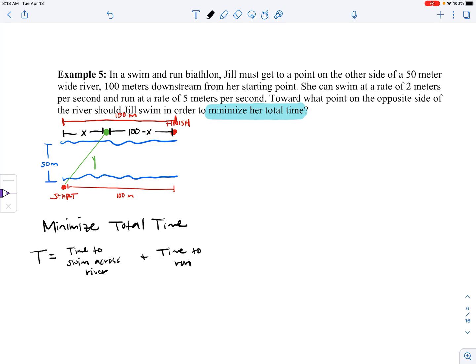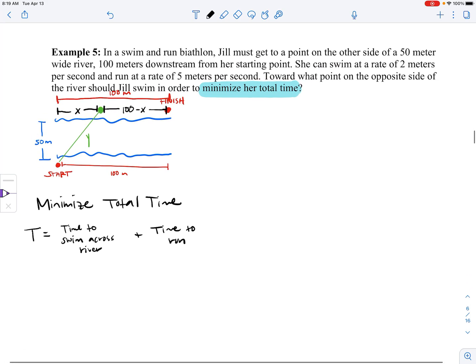Okay. We're given information about the rates at which she swims and runs. Okay, so we also have our handy dandy equation for distance equals rate times time. We're going to use that to help us here. Right, so distance equals rate times time, right, or D equals R times T.